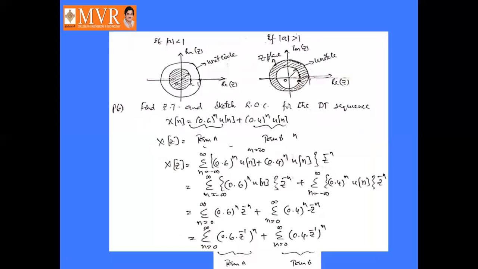So here the ROC will be like this: if a is less than 1, mod a is less than 1, then this one is mod z less than a. If a is greater than 1, then its ROC is like this, okay. Like this we can draw the ROC for the Z transforms, okay.